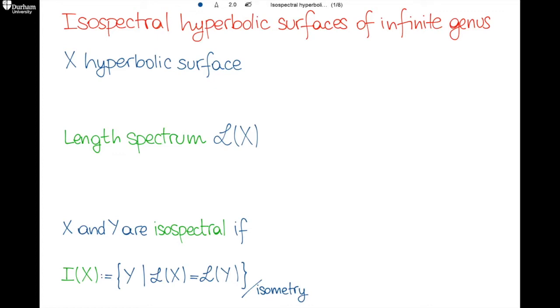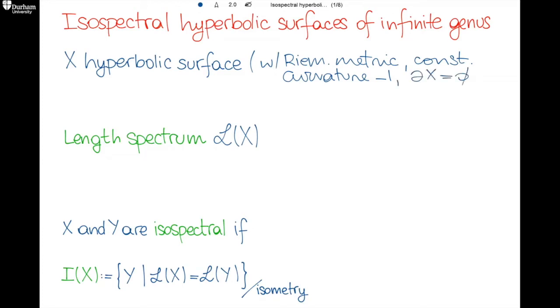Okay, so hyperbolic surface, X for me is always going to be a hyperbolic surface. So it's a surface with a Riemannian metric of constant curvature -1, or if you prefer, something that's locally isometric to the hyperbolic plane. And I'm going to ask that the surface has no boundary. I'm also going to ask that it's complete, geodesically complete, so each geodesic can be extended infinitely long.